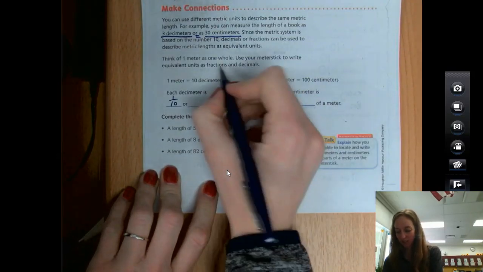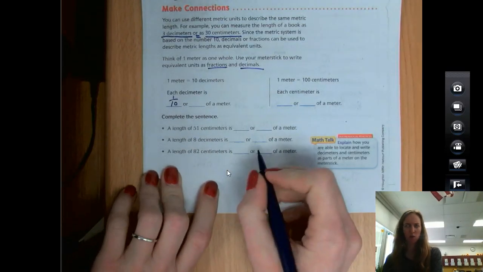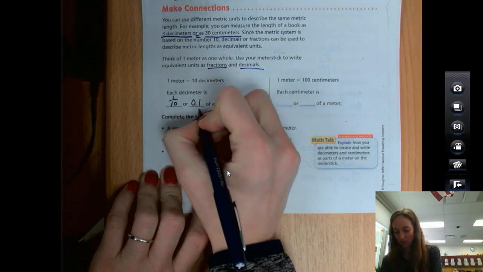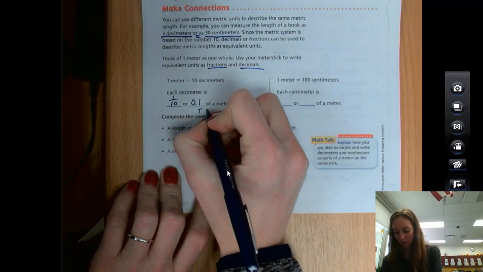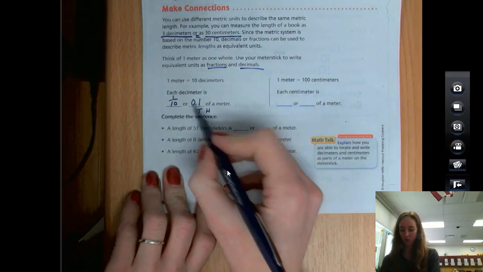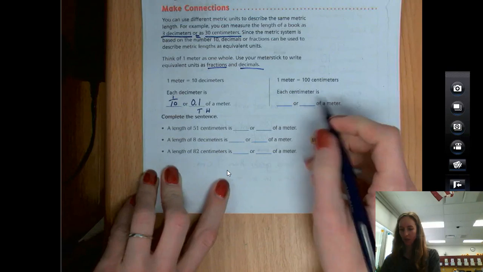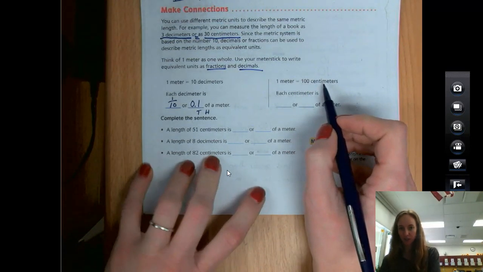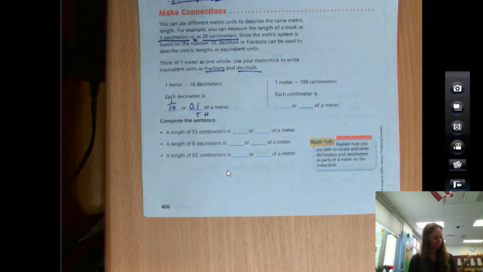It wants it written as a fraction and a decimal. So what do I write? 1/10 as a decimal. Get that 1 in the tenths place, remember? This one would be the hundredths place out here. There's nothing in it. 1/10. One meter equals 100 centimeters. We talked about that too. In here there are 100 centimeters.